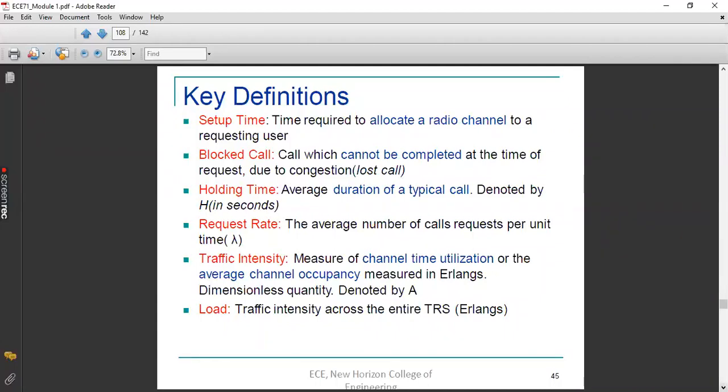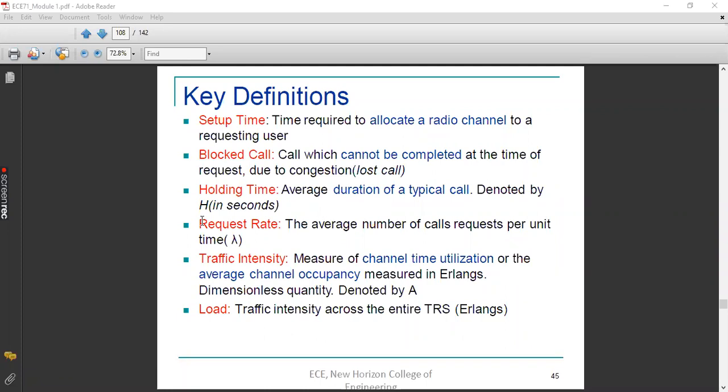All these notations and parameters are important for you because we need to solve numericals with respect to this particular topic. So kindly note all these notations. Holding time is represented by capital H. Next is request rate. Request rate or arrival rate means the average number of call requests per unit time. That is, if you take 1 second as the base time, in that particular 1 second, how many calls are requested or arrive at the system. That is known as request rate.